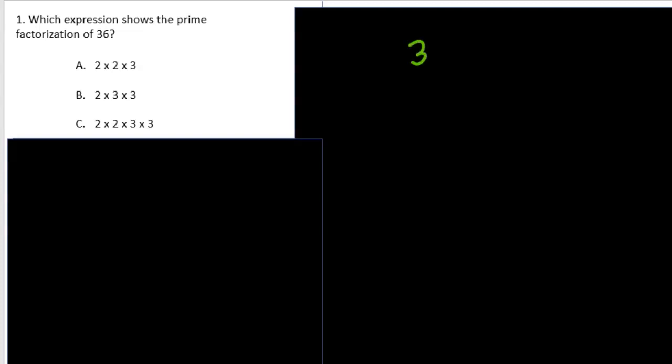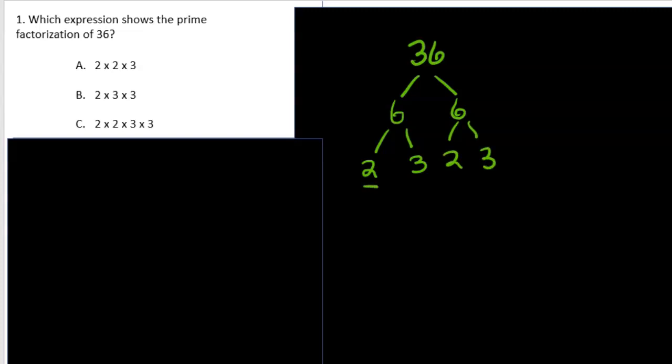We start with the number 36 at the top. Then we think of what are some factors of 36. I'm going to start with 6 and 6. 6 times 6 is 36. Well, those are not prime, so I have to think of factors of 6. Factors of 6 are 2 and 3, and factors of 6 are 2 and 3.